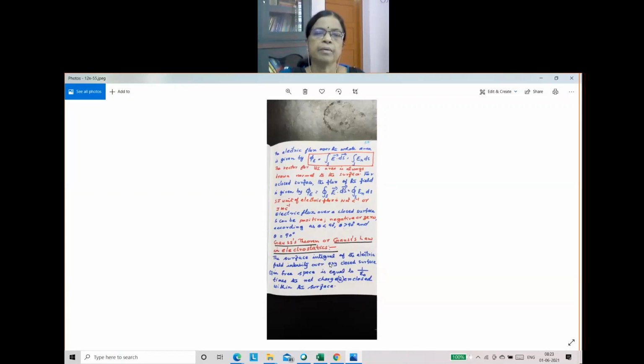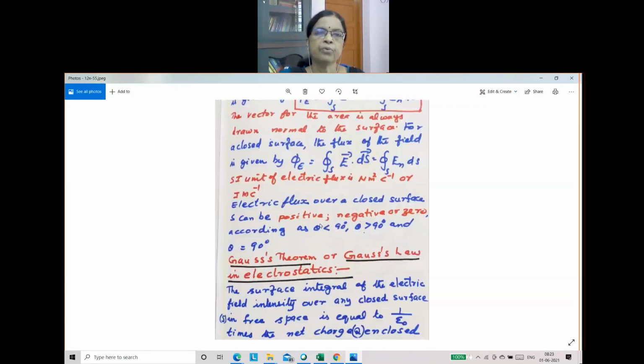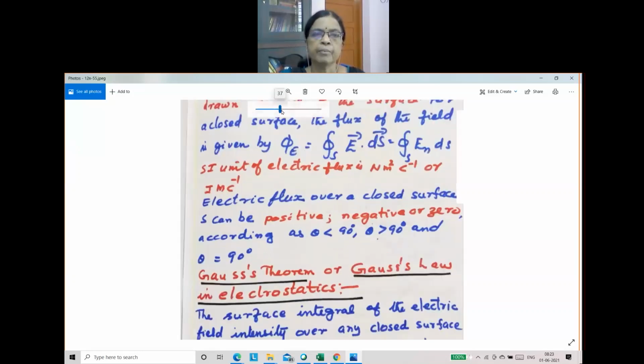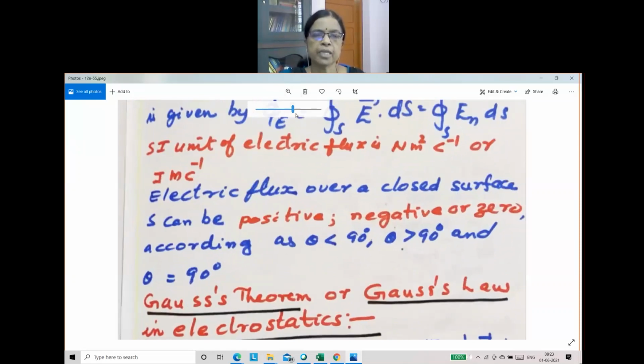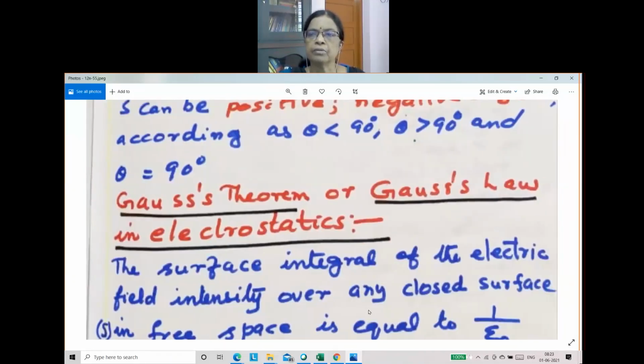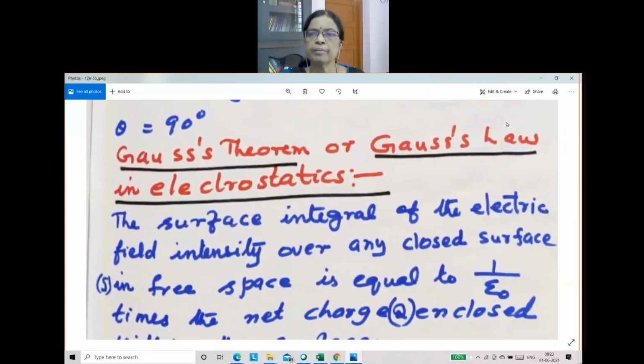See, this is the statement and proof, a very, very important application, more important than that. I sent you some questions from the last few years' board papers. When you search it, you can see so many questions came from Gauss's law. That means it's a very important part: Gauss's theorem and its application.